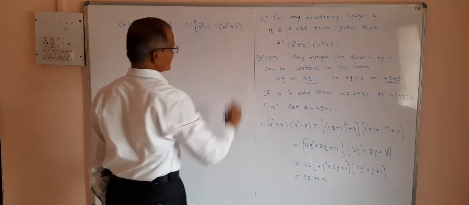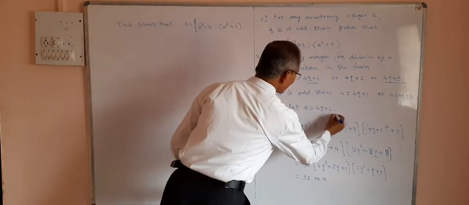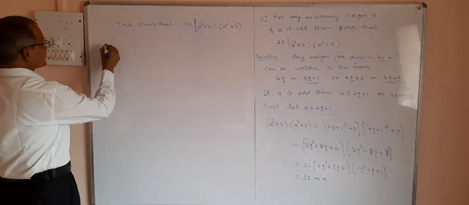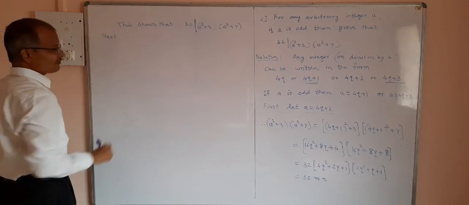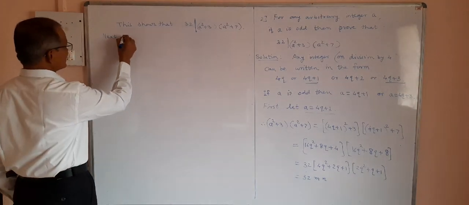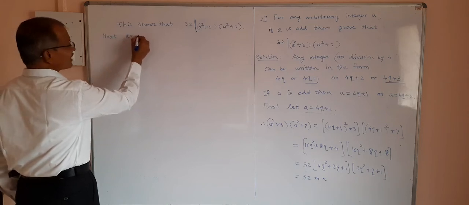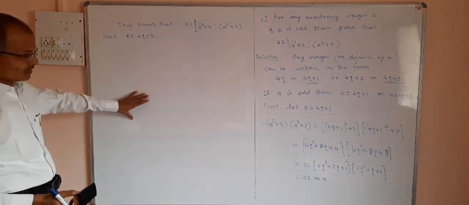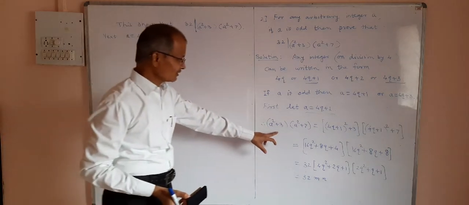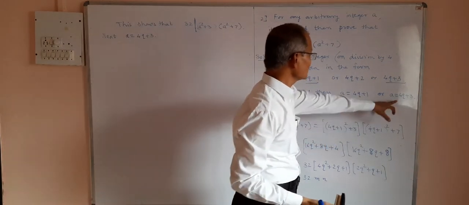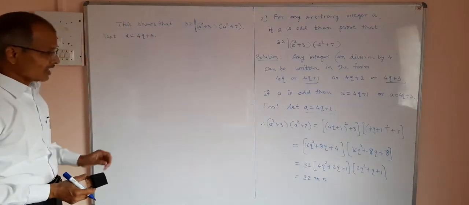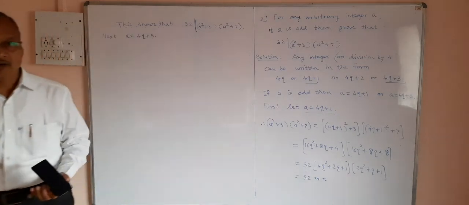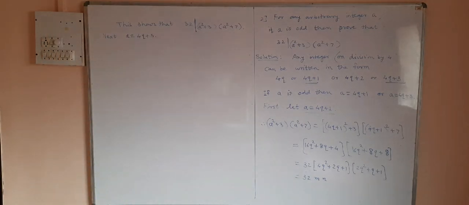This is the first case, if A is equal to 4q plus 1. Now similarly the second case can be considered. Next let A be equal to 4q plus 3, and in the same way we can prove this. I think you can do this yourself and show likewise. Here, instead of 4q plus 1, consider A as 4q plus 3, and you take some terms common which are possible, and then show 32 is a multiple of this number, and thus 32 divides.